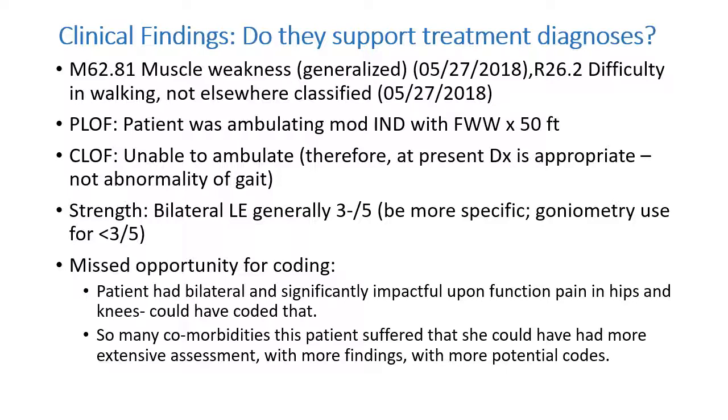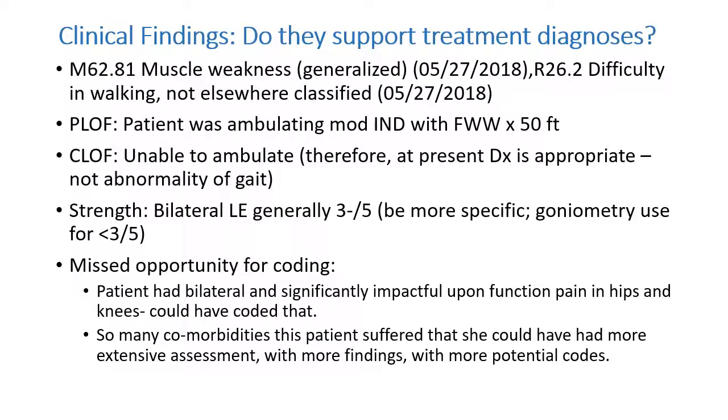Now, there is a missed opportunity for treatment diagnoses on this patient. Let me tell you what else was going on with this patient. They had bilateral and significantly impactful upon function pain in the hips and pain of the knees. In fact, there are bilateral knee pain and bilateral hip pain codes that could have been used, and that would have answered more complexity. And we're trying to prove complexity of the patient that makes them only safe and effective to be working with a therapist.